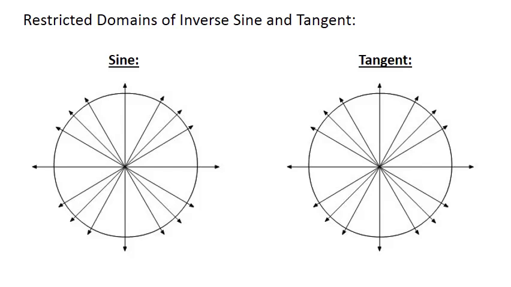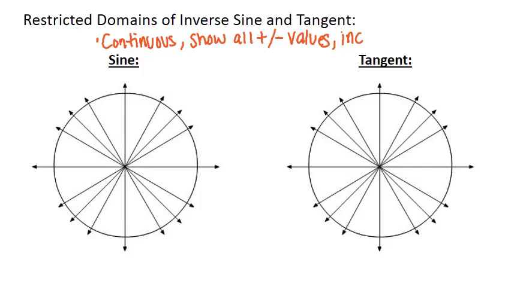Just like with the cosine function, we have to restrict the domain of inverse sine and tangent. So we have to only look at a specific section of values. When we restrict the domain, we want it to be continuous values. We want to show all possible values, so all positive and negative values. And we want to include the first quadrant.